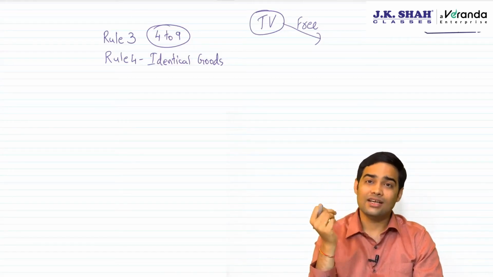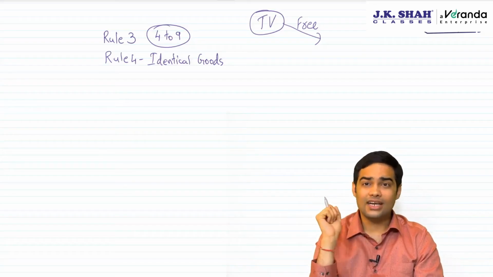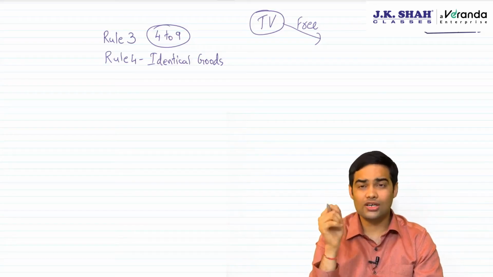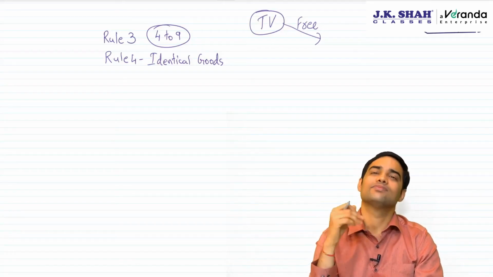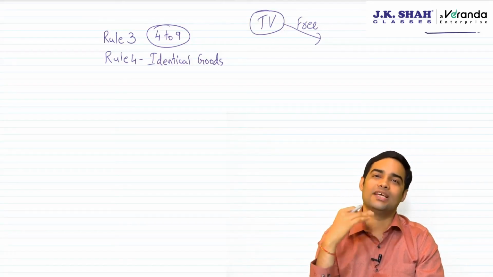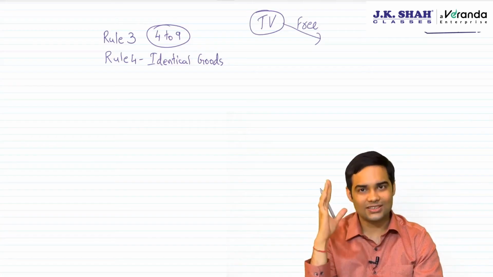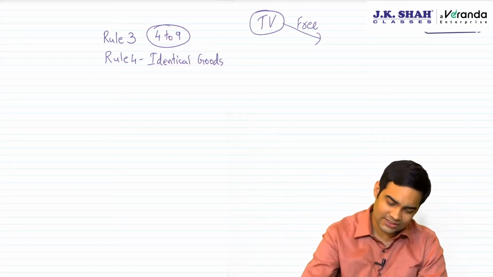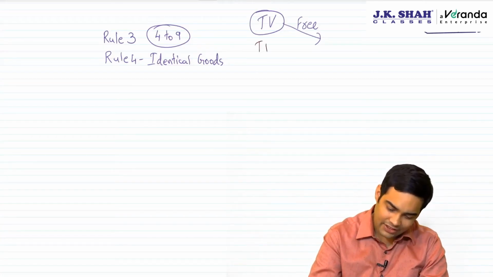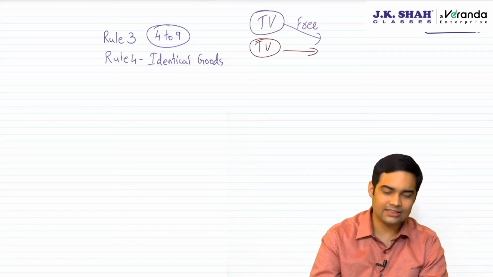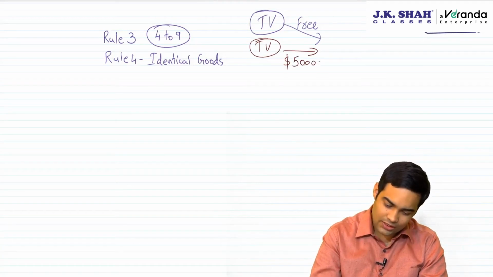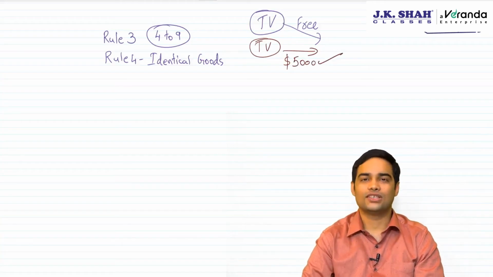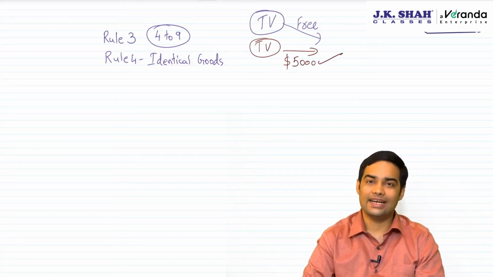But here, you are getting it free, goods are not sold, price is not the sole consideration. How will you value it? The law says, value it based on identical goods. Identical goods, same TV at or about the same time when it is imported. Say suppose it is imported for $5,000, you will use the value of $5,000 for valuing this identical goods.